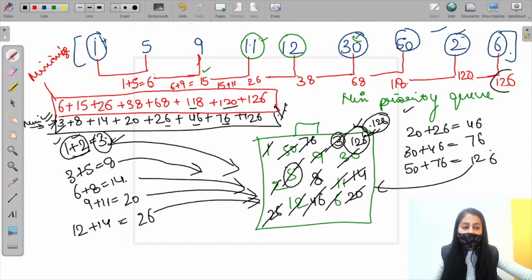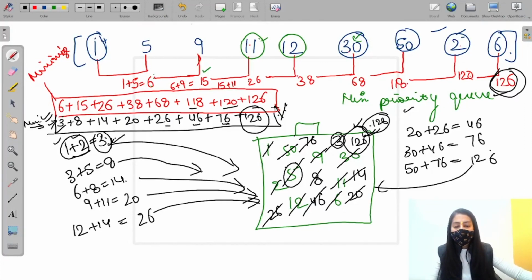Don't get confused here that you are also getting 126 here, you are also getting 126 here, but all these elements are going to be added to this 126 in order to get the total cost, right? So this will always be your minimum cost, right?